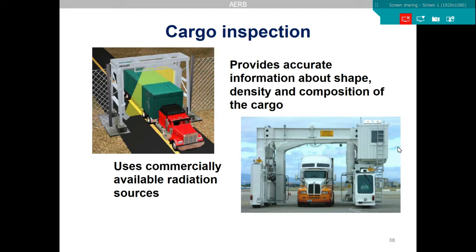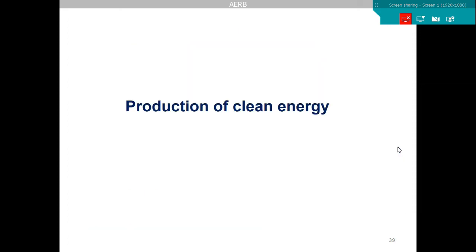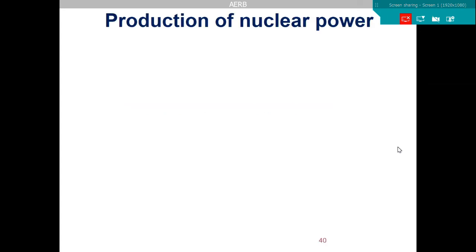And the efficiency is that a truck can pass through. You don't have to stop the truck in every case. In many cases, you can allow the truck to drive slowly in front of this frame and you get the information you need. So they are very efficient and they are very effective, and they are important in ensuring that contraband items do not enter the country. Imaging is fast, it doesn't take a long time, it's almost instantaneous, and cost of operation is relatively low. So in many border crossings, not only India, all over the world, they're switching over to this radiation monitoring for cargo inspection.